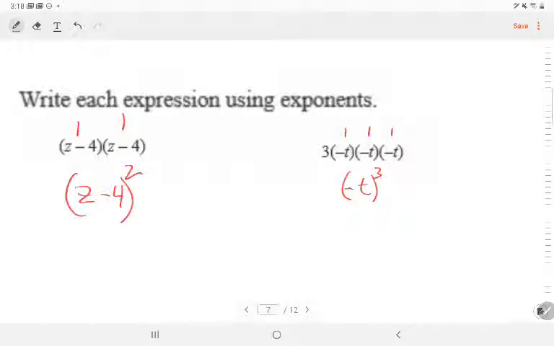Negative t raised to the third, but we have this 3 over here. So it would be 3 times negative t raised to the third power. So when you have this, the exponent only goes with the base that's in front of it. It would not go with the 3, okay? So we'd have to find this part, then we can multiply times 3 in order to solve.